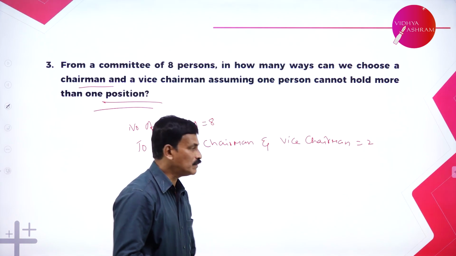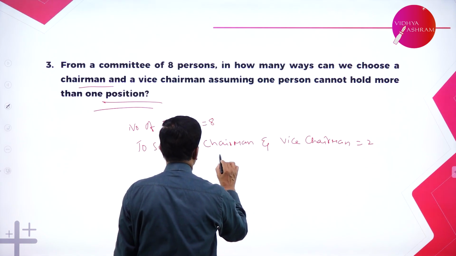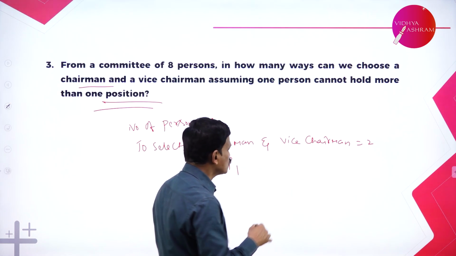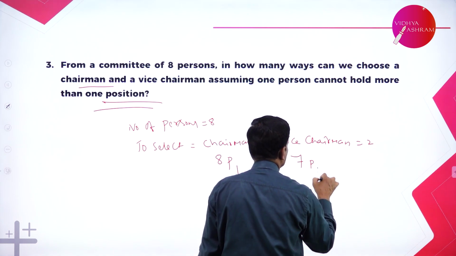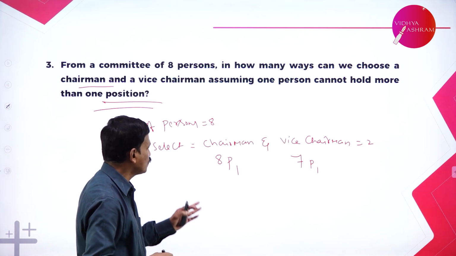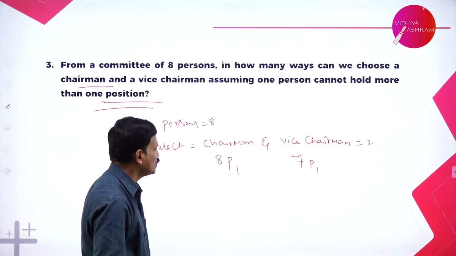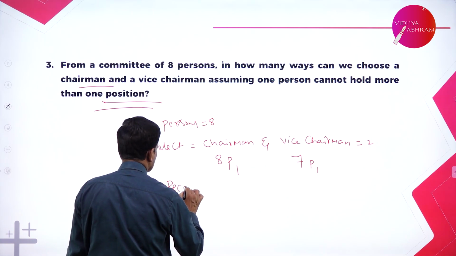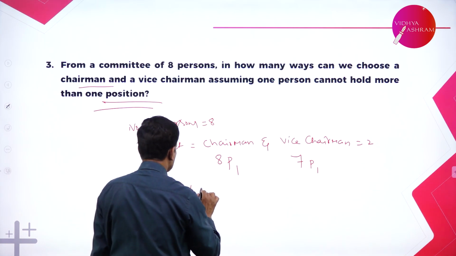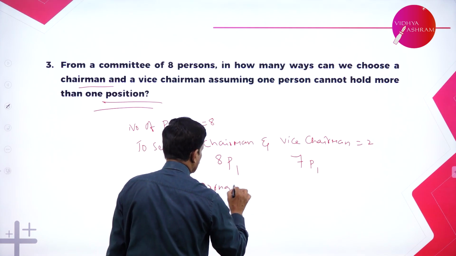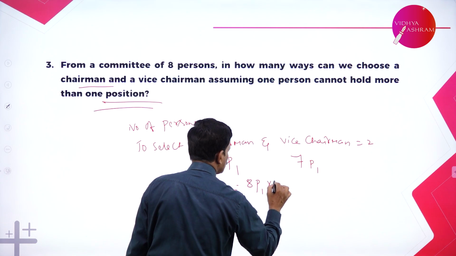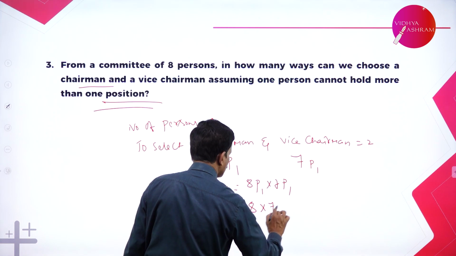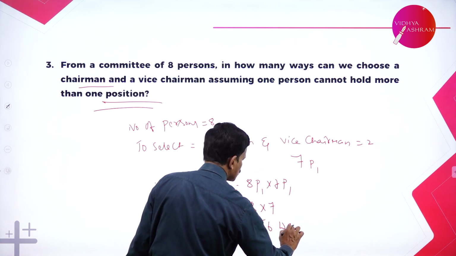So out of 8 persons we are going to select one chairman, that is 8P1. Already one person is selected, so the remaining 7P1 can be used to select the vice chairman. So therefore the number of arrangements is 8P1 into 7P1. That's it. So what is this equal to? So therefore the required arrangement is equal to 8P1 into 7P1. So what is 8P1? 8P1 is 8, 7P1 is 7. That's equal to 56 ways we can choose.